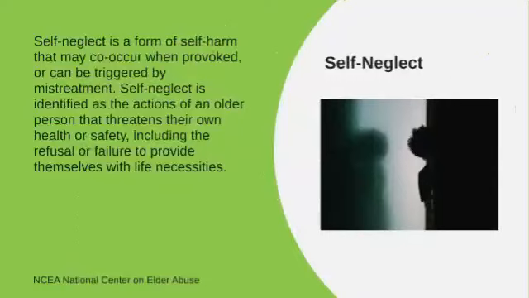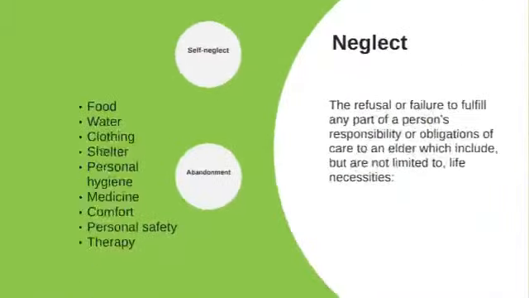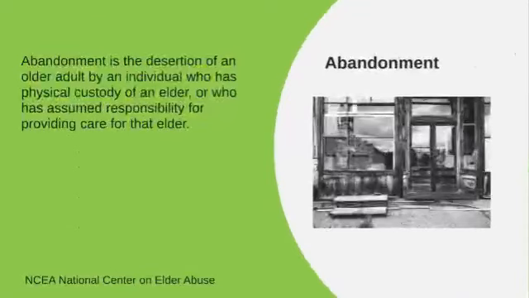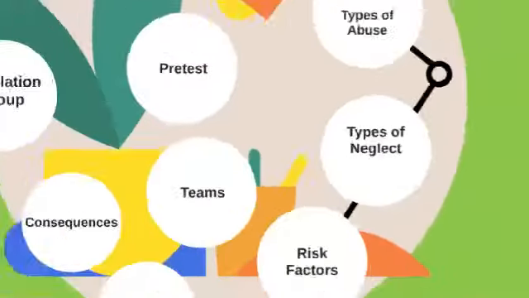Self-neglect is another form of self-harm that may occur when provoked or can be triggered by mistreatment. Self-neglect is identified as the actions of an older person that threatens their own health or safety, including the refusal or failure to provide themselves with life necessities. Abandonment is the desertion of an older adult by an individual who has physical custody of an elder or who has assumed responsibility for providing care for that elder.